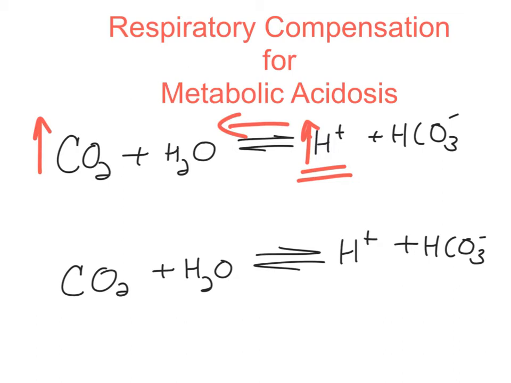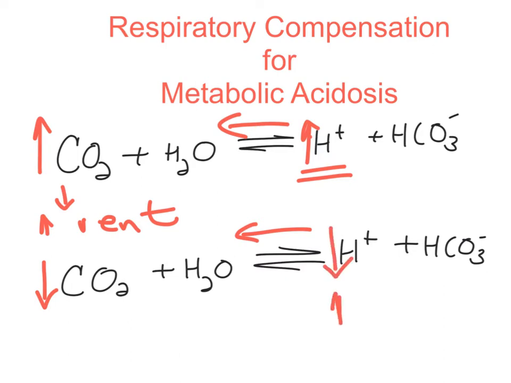As a result, the body is going to respond by increasing ventilation. Now, this is just the respiratory homeostatic response. You increase CO2, you increase ventilation. What this is then going to do is decrease CO2 levels, shifting the equilibrium to the left and therefore decreasing hydrogen ions, which is going to increase the pH and compensate for the original decrease in pH that was caused by the metabolic disturbance.